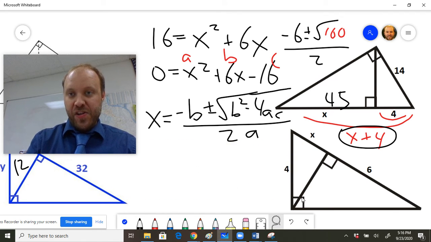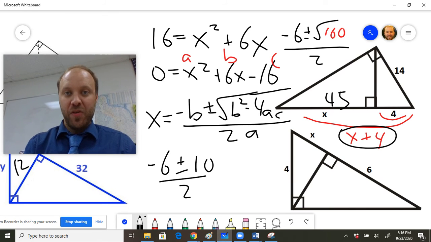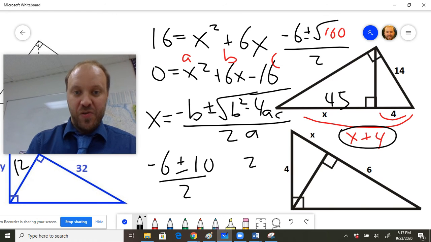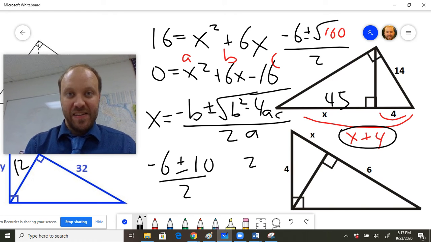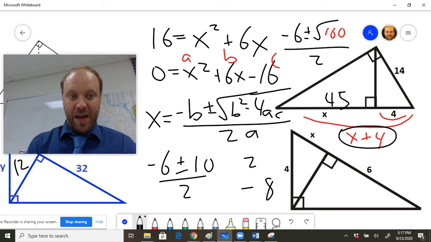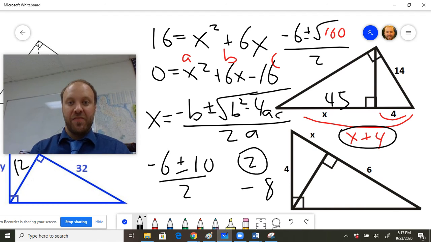All right, so negative 6 plus or minus the square root of 100, of course, is 10, divided by 2. Remember, you're going to have two answers for most quadratics. Negative 6 plus 10 is 4. 4 divided by 2 is 2. Negative 6 minus 10 is negative 16. Negative 16 divided by 2 is negative 8. x is a length in a diagram, so negative 8 doesn't make any sense here. So 2 is going to be your final answer.